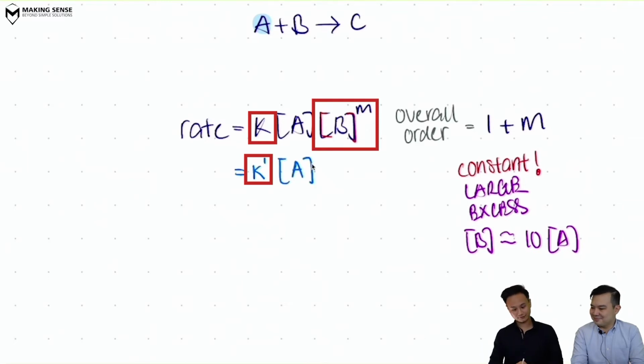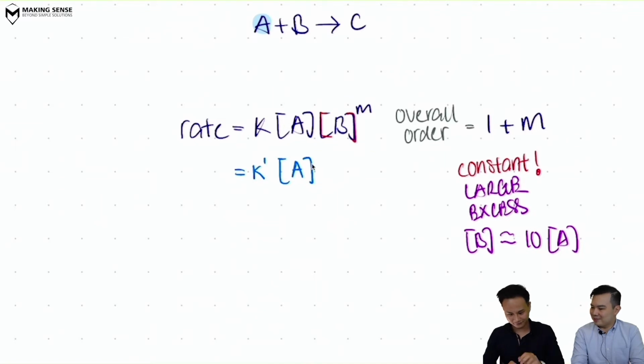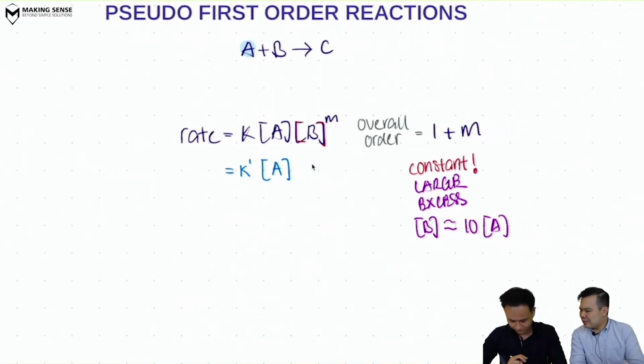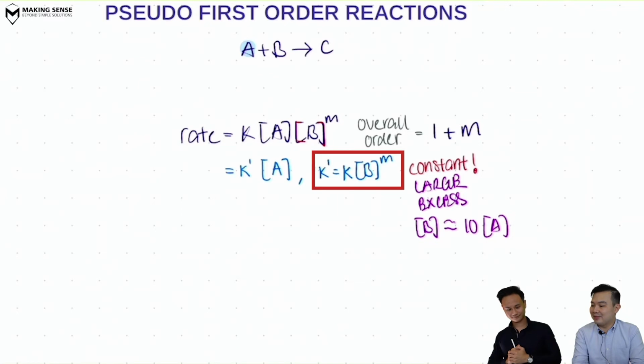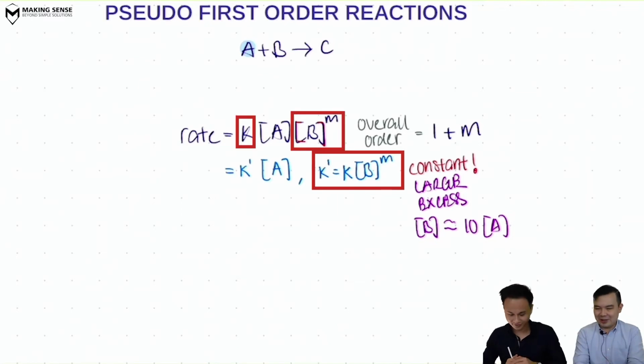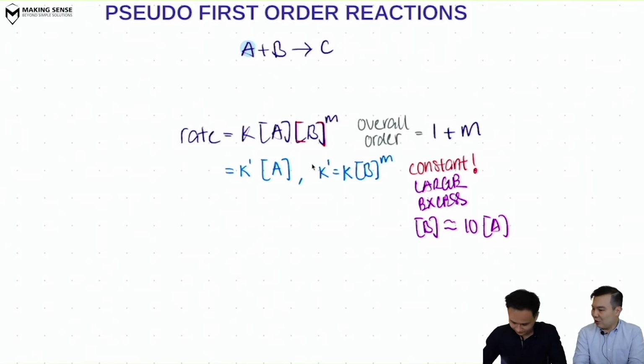And can you see how, Mr. Leong, it looks like overall order now is just 1. Lovely, good. So fantastic. What's my half-life? Wait, what's k prime first? Oh, yeah. So remember, because we brought [B] into the k, your k prime now equals k times [B] raised to the power of m. So you actually combine all the constants together. Yes, correct. So I'm very happy. Now that overall order is 1, I can finally use my t half equals ln 2 over k, right? Let's do that.